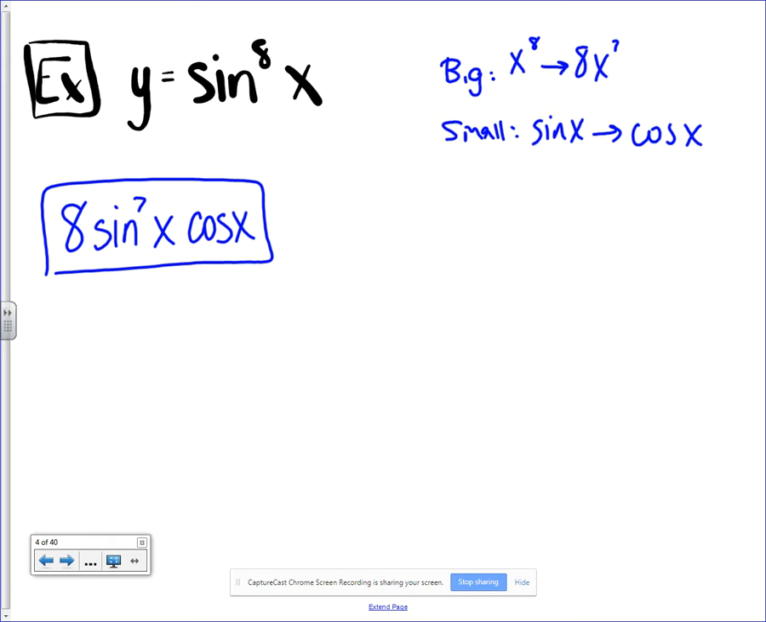Okay, so this is day one on the chain rule. You must be able to determine the big function and the little function. You'll find your derivatives. And the chain rule says use the big derivative with the little function inside of it, and then multiply it by the little derivative.